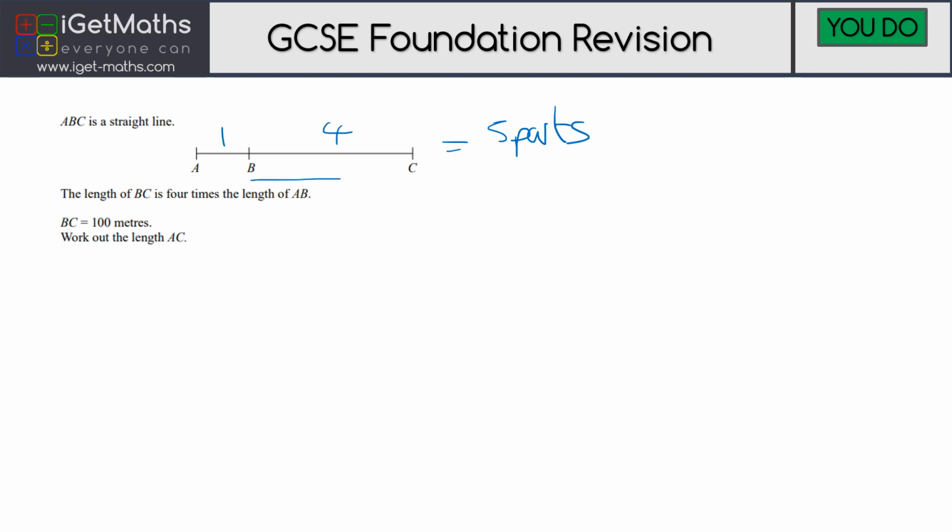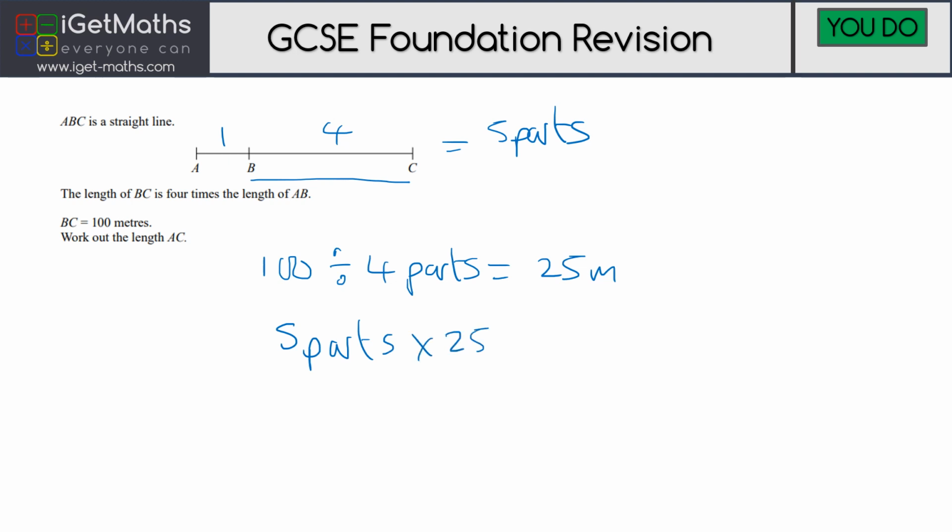So BC, which is there, that's going to be 100 meters divided by 4 parts, and that gives us 25 meters. So each one's worth 25 meters. We need to find the full length A to C, so this time we're going to do 5 parts, which is the full lot, and we're going to times it by 25, and 5 times 25 gives you 125 meters for the full line, and that's it, you're done.